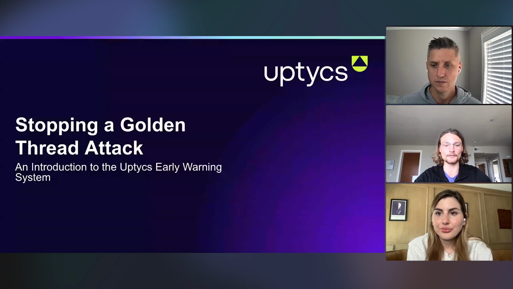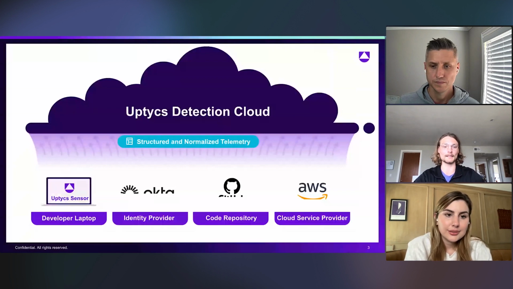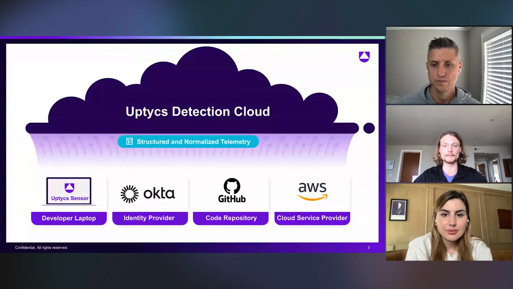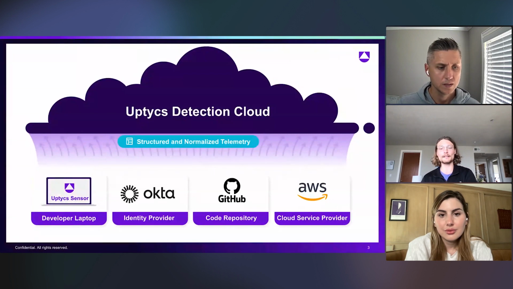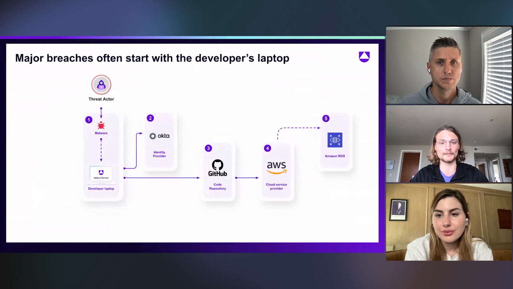So, stepping back a little bit, we want to really bring together data from across your environment. For this attack today, we're going to be looking at these 4 asset types. We're going to be talking about the developer laptop, identity providers, some GitHub code repositories as well, and then looking at how an attacker might move laterally into your AWS runtime or any cloud service provider and actually try and perform that exfiltration step.